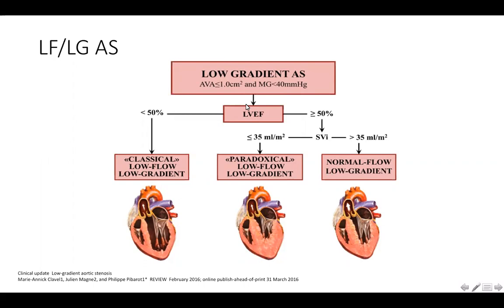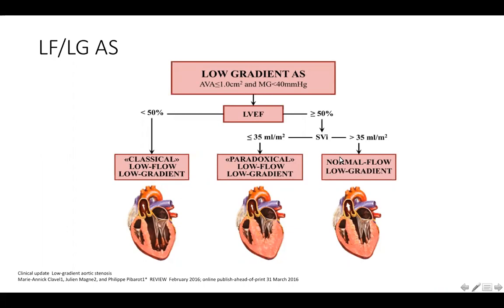If the ejection fraction is not preserved, less than 50, that means it's classical low flow, low gradient. By the way, this is the worst type of low flow, low gradient, around 5 to 10% of the low flow, low gradient types. If the ejection fraction is preserved, the second step is to look at the flow. If the flow is less than 35 ml per meter squared, that's called paradoxical low flow, low gradient. If the flow is more than 35, this is normal flow, low gradient.